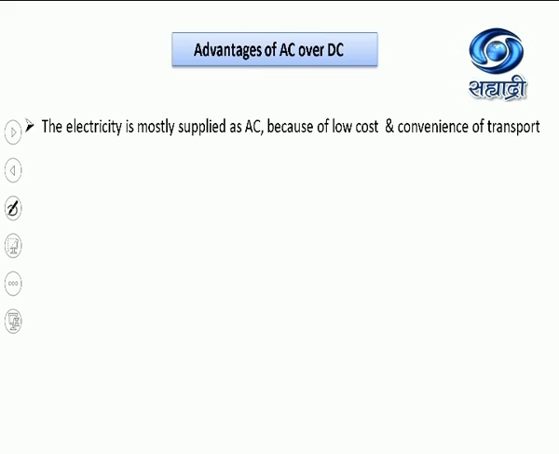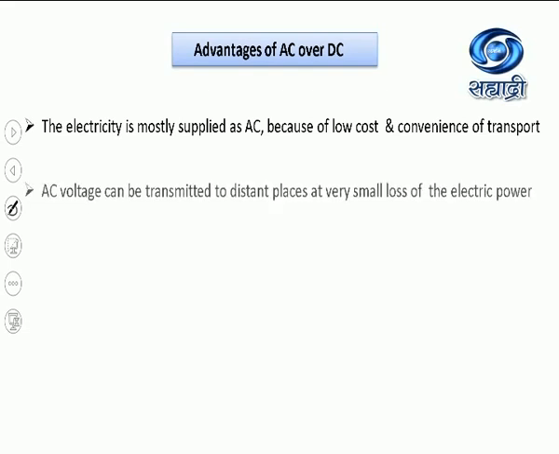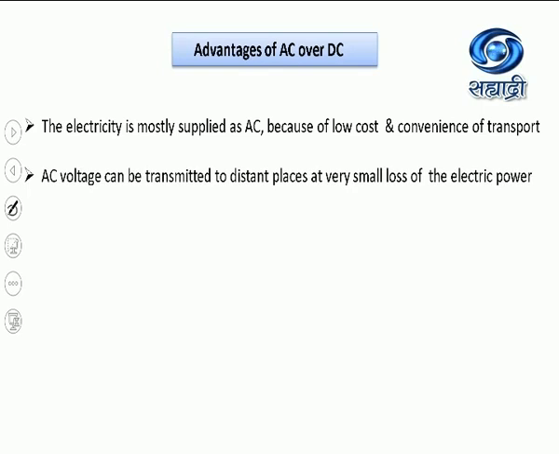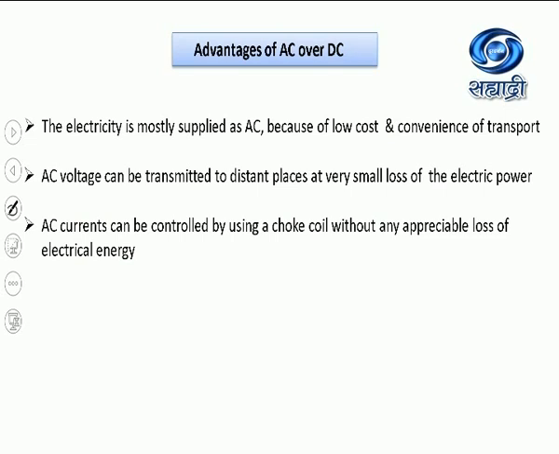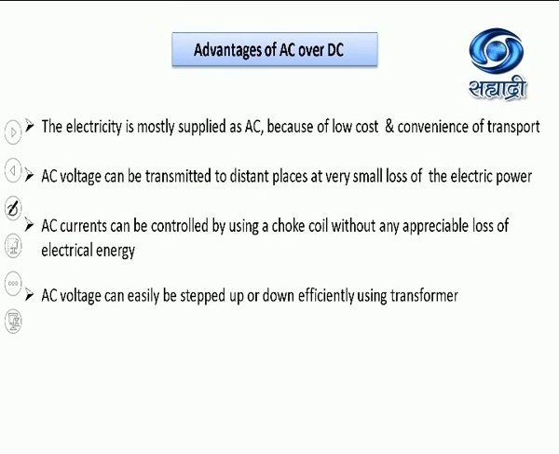Now, what are the advantages of AC over DC? The electricity is mostly supplied as AC because of low cost and convenience of transport. AC voltage can be transmitted to distant places at very small loss of electric power. AC current can be controlled by using a choke coil without any appreciable loss of electrical energy. AC voltage can easily be stepped up or down efficiently using a transformer.